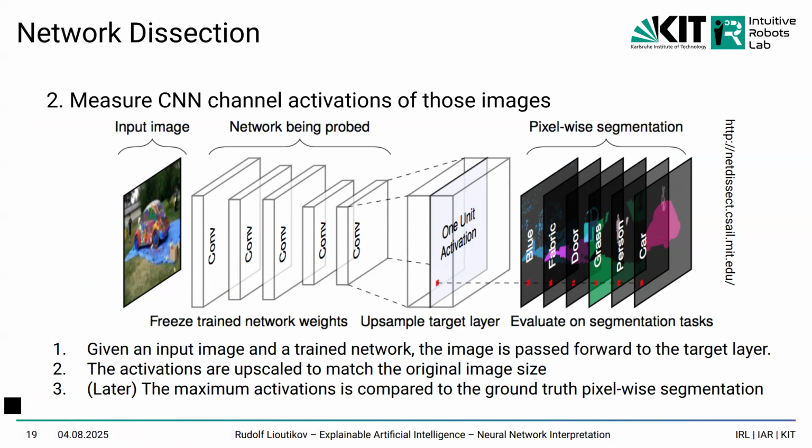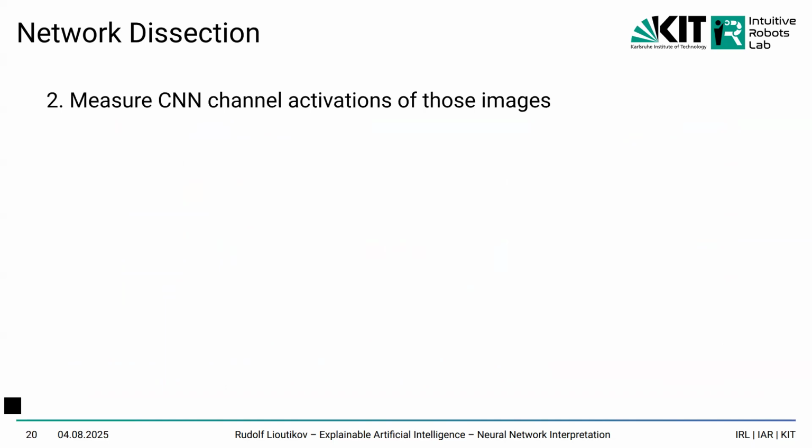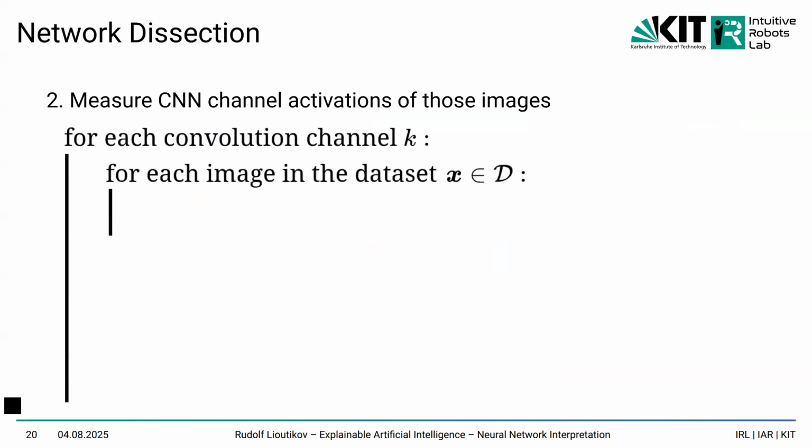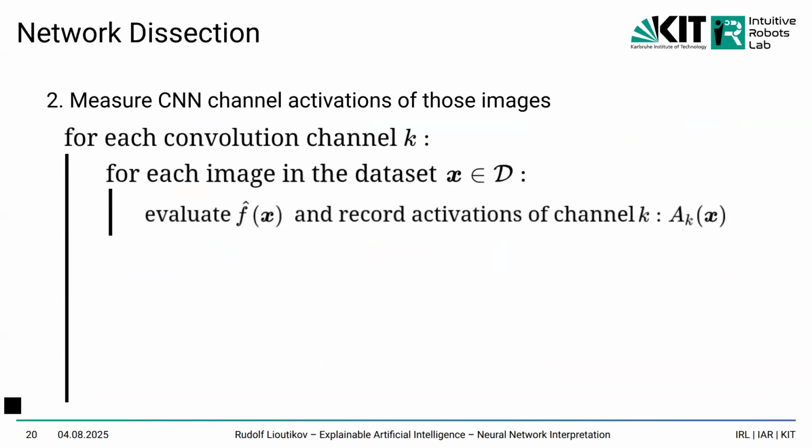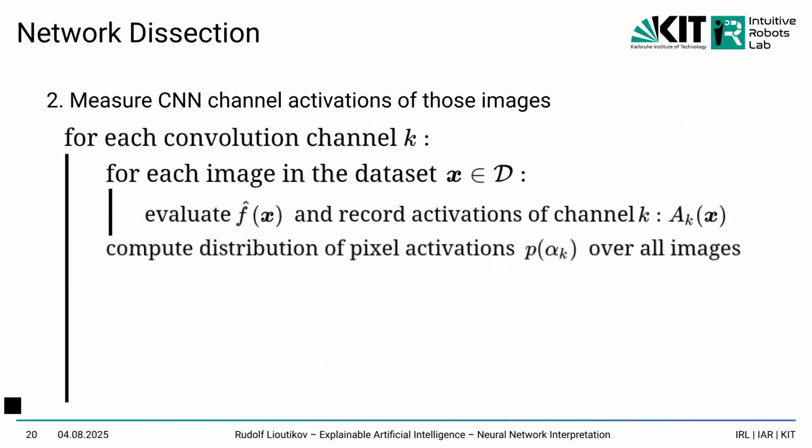And then in order to basically project this back, we can undo, let's say, the CNN, with the activation only for the concept that we care about. So what we do is, for each image in the dataset XD, we evaluate our trained model. Again, f-hat always refers to the complex model that we want to analyze. We record the activation a_k of the channel k, and we compute the distribution of pixel activations.